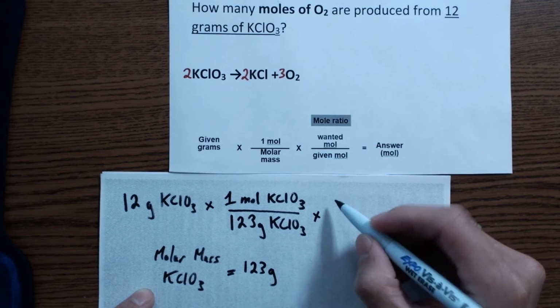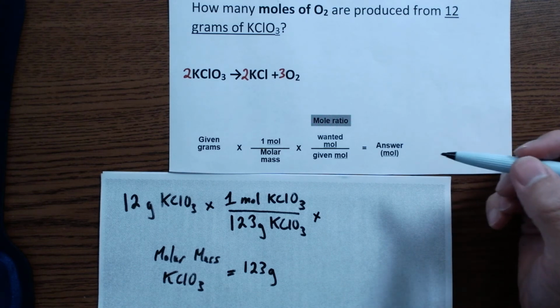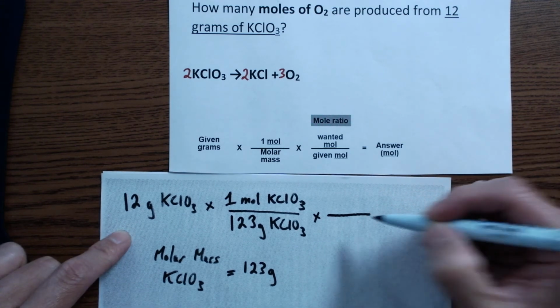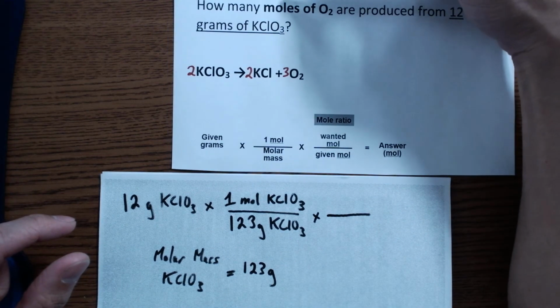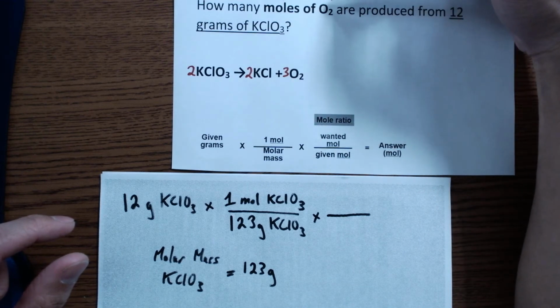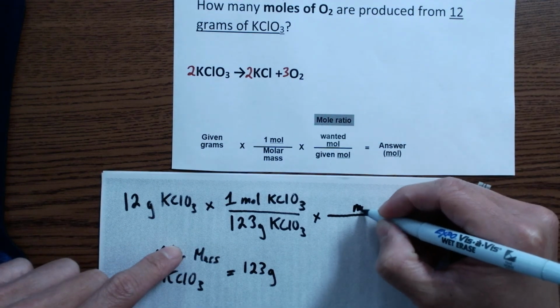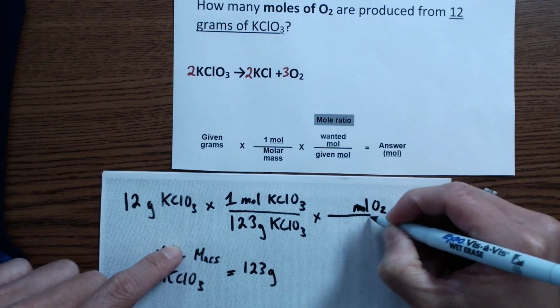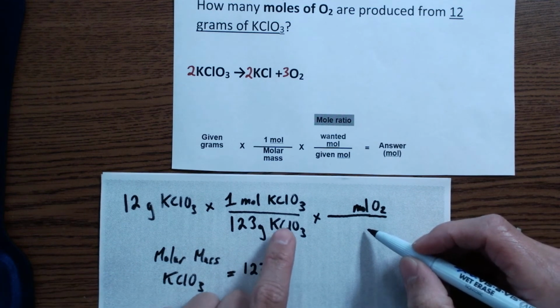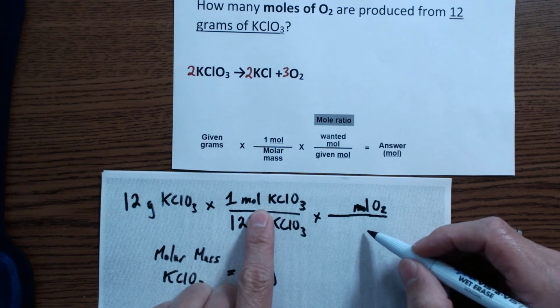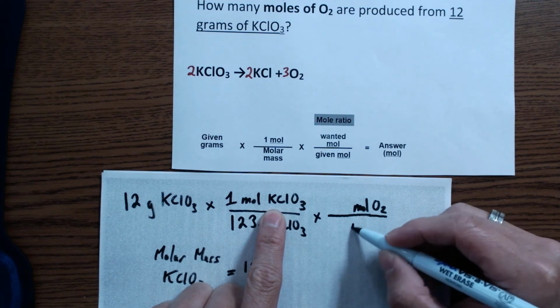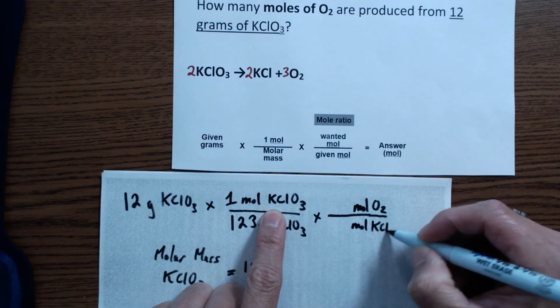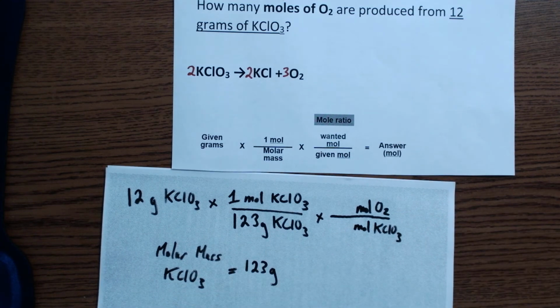So I have to multiply this with my mole ratio. And mole ratio, we covered this last class, all right? So it's going to be the wanted mole that goes on the top. So if you look at your problem, the wanted is the moles of O2. Okay, so I'll put this on the top, moles of O2. And the bottom, you're going to have to line this up over here, right? So whatever you're given on the top must be the same as the bottom. That's the given mole. So this will be mole of KClO3.